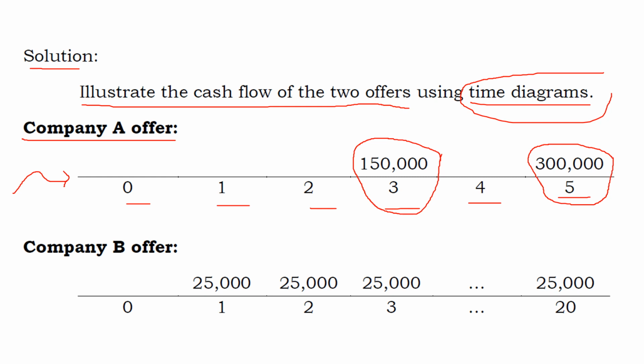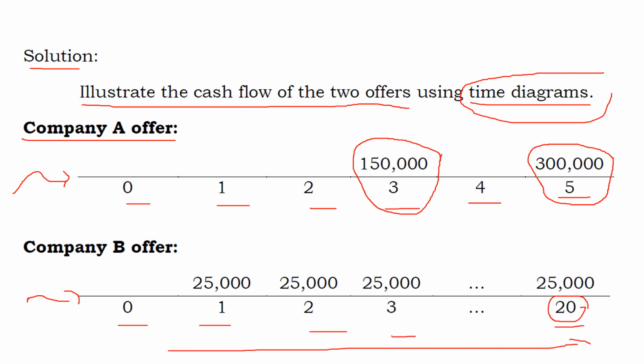Now for company B, there's an offer here of 25,000 at the end of each quarter for the next 5 years. Why is there a 20 as the last value? It will represent the term, or the time. Since there are 4 quarters in a year, we simply multiply 5 years by 4. So the last number will be 20.